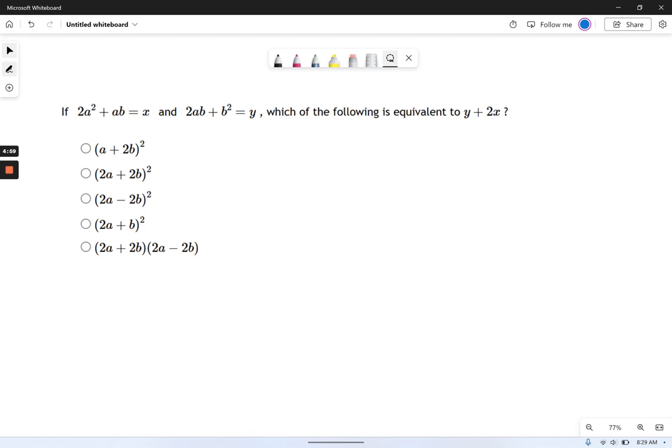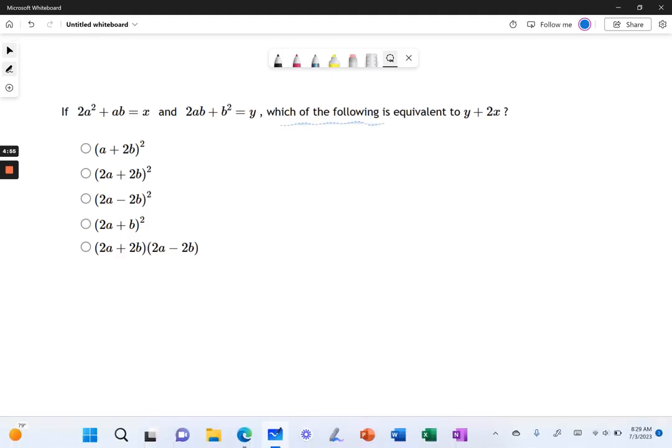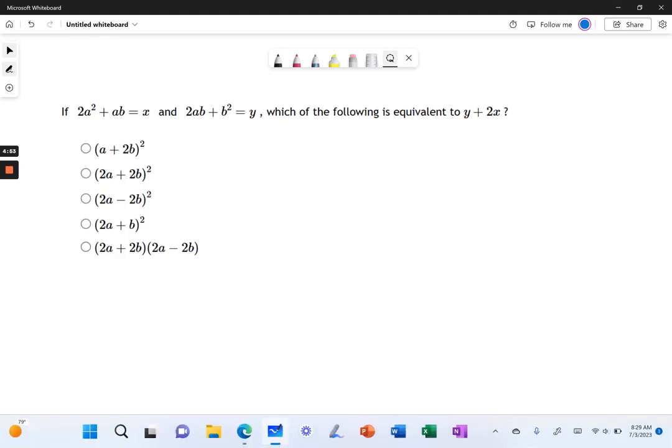There's a couple of things we have to do in this problem. Let's take the first task first. It says, which of the following is equivalent to y plus 2x? So I'm just going to look at y, look at x, and add these things up exactly like it's saying to do. So let's go ahead and do that.